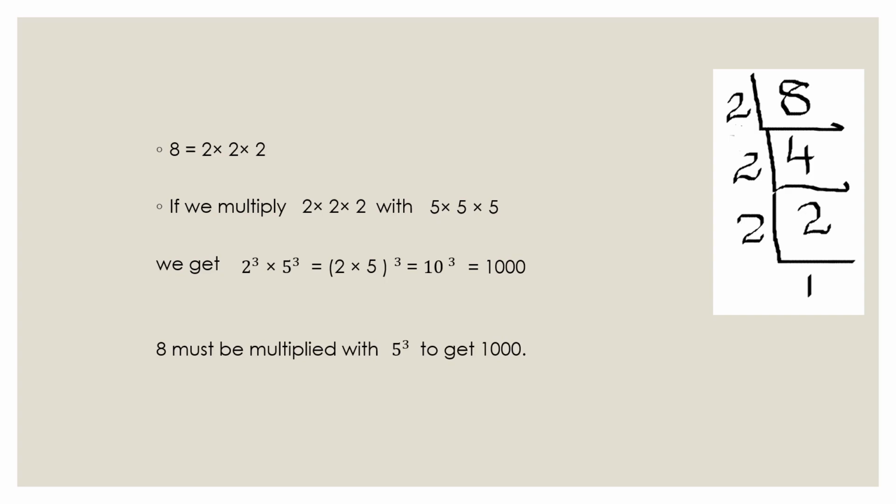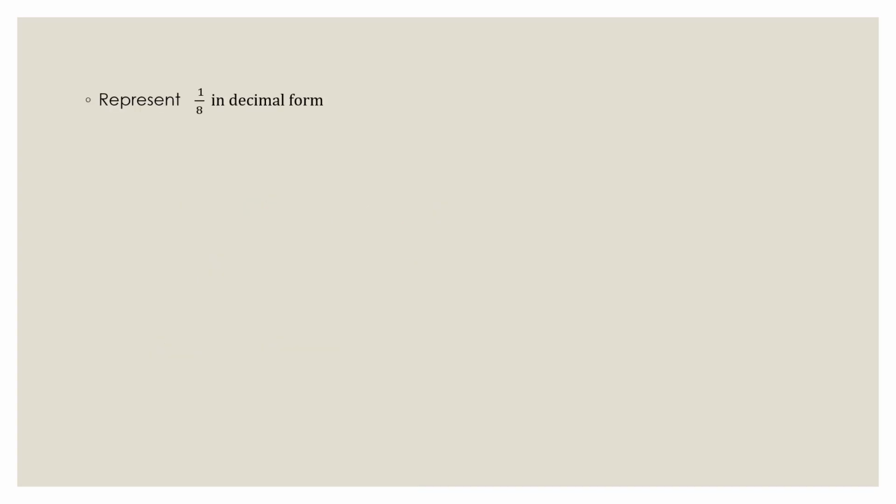Exactly, it's 5 raised to 3. So I think all of you got the idea to change the denominator into a power of 10. Here it is 1000. Now coming back to our problem, which was to convert or to represent 1 by 8 in decimal form, isn't it?